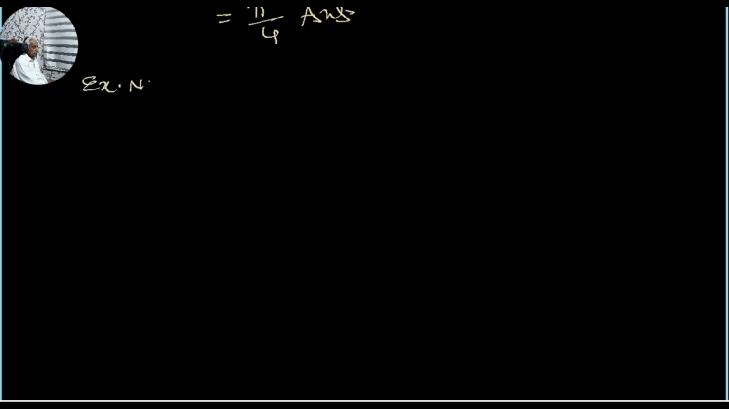Example number 29. This says integral from minus pi by 4 to plus pi by 4 of sine square x dx. When you see limits minus a to plus a, you should get in your mind the even odd rule. Sine square x is an even function, so you can write this by using the even odd rule.